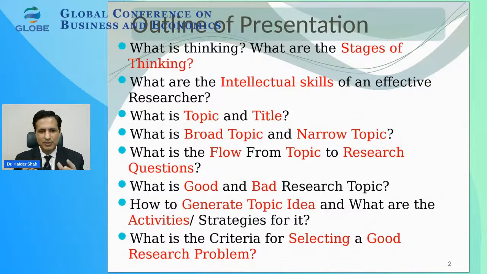Then we will also discuss what makes good and bad research topics, what characteristics and attributes make a research topic good or bad. Then we will talk about how to generate topic ideas and the different activities or strategies to select one, and the different filters we have to go through in order to refine our idea. And then we will talk about how we are going to come up with a good research problem. I think that's very important for us to understand.